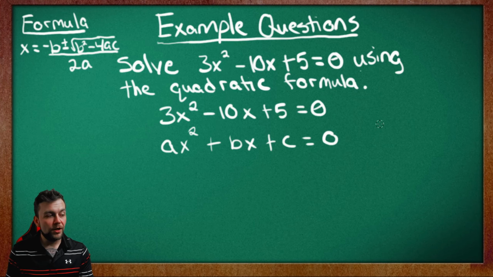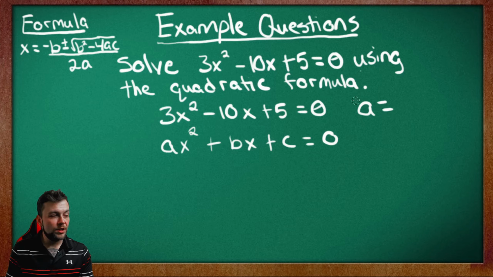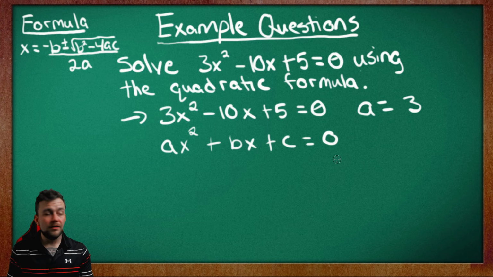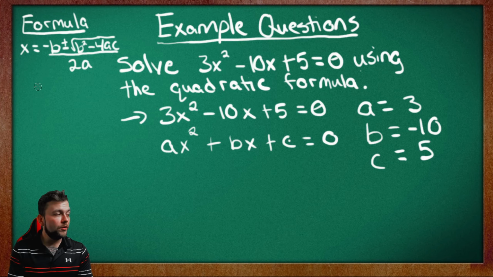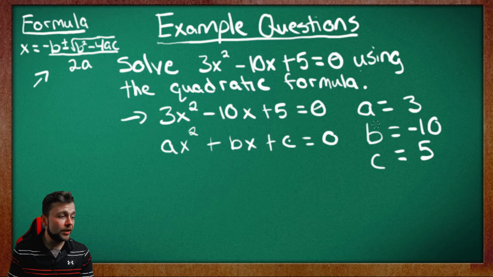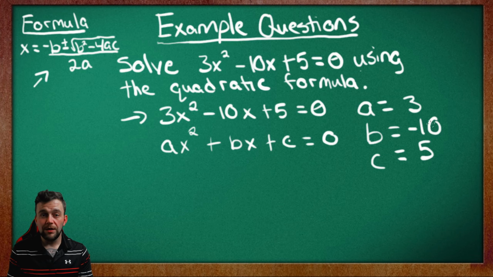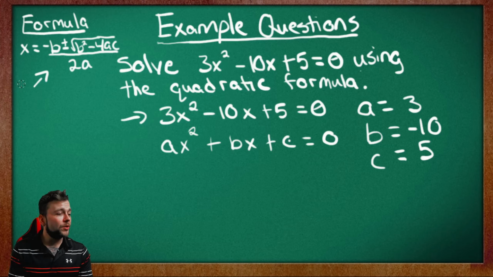So what is our value for a? What does a equal in this equation? It is 3. B, what does b equal? Negative 10. And c equals 5. Okay? And what we're going to do is plug it in for our formula up here, right? We're going to take all of these letters in this formula and replace them with these numbers. So let's go ahead and start doing that.